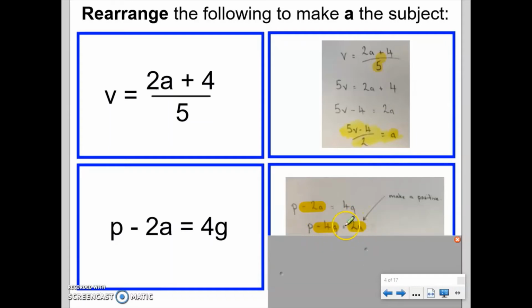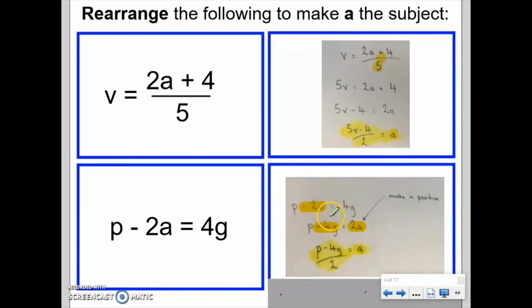Although at this point, I still don't have a single a, I still need to divide each side by 2. So I've gone ahead and divided by 2. So I'm left with p minus 4g over 2 equals a. So a has been isolated and I've made a the subject of that formula.